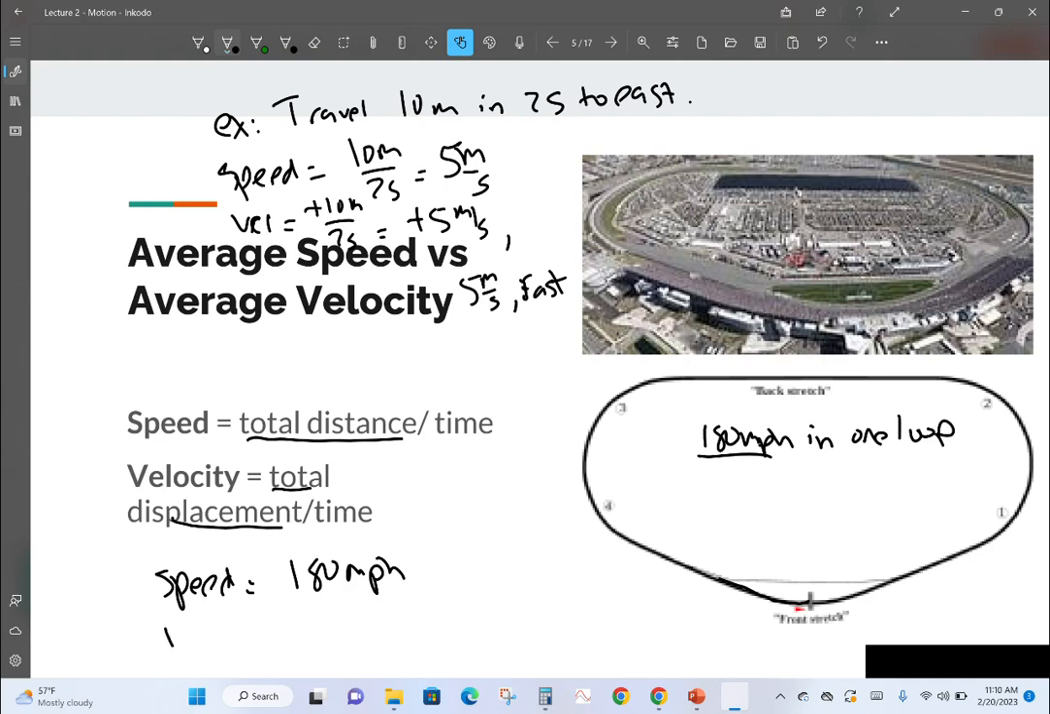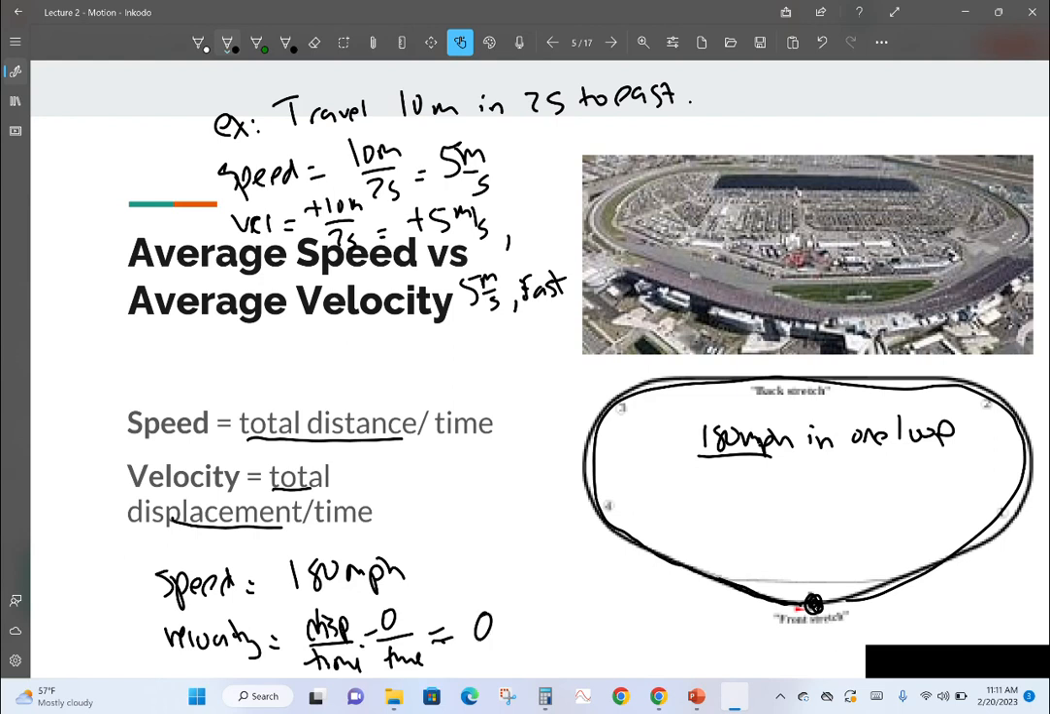But the average velocity is the displacement divided by the time. Well, if we just do one loop, I started here and I go all the way around and I end right back where I started. So my displacement is 0 divided by whatever the time is. So my average velocity would be 0.